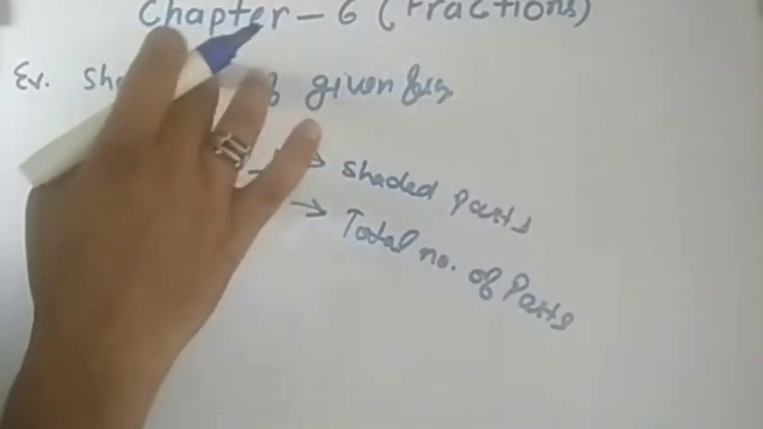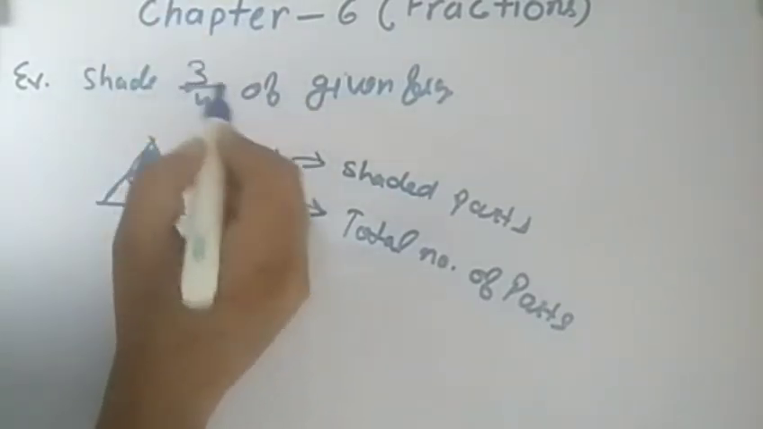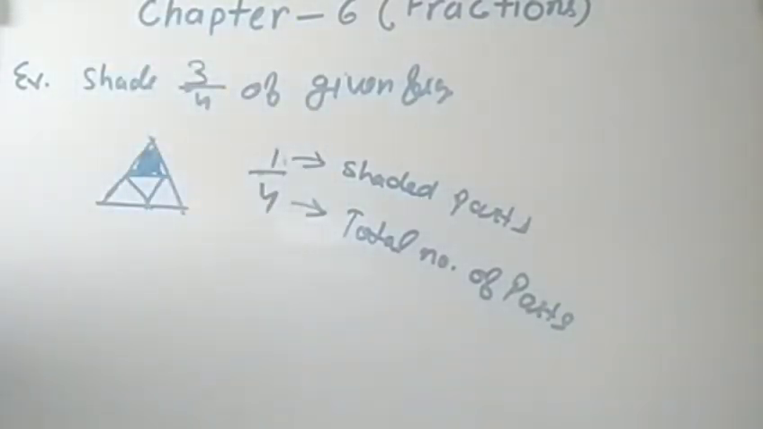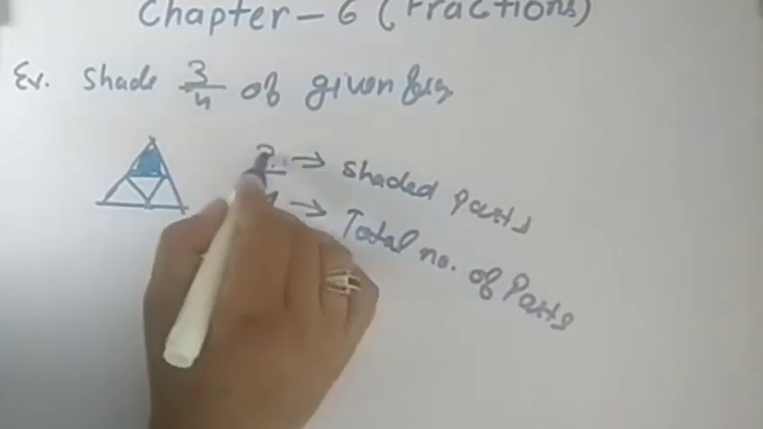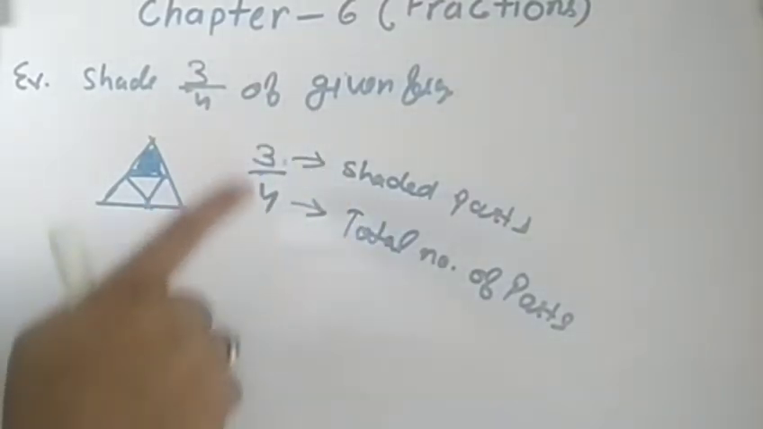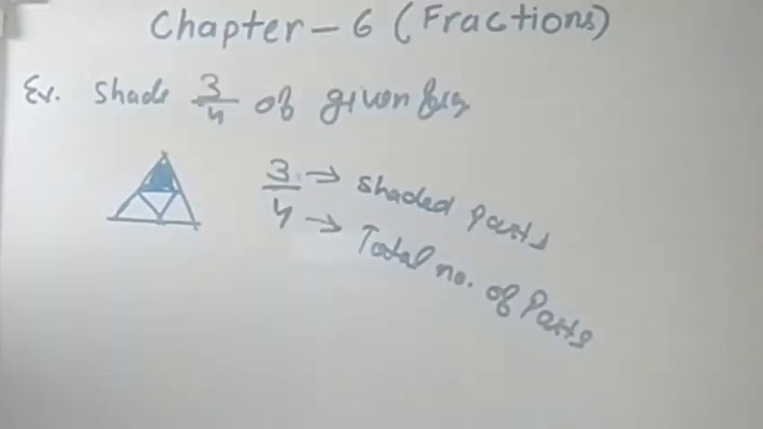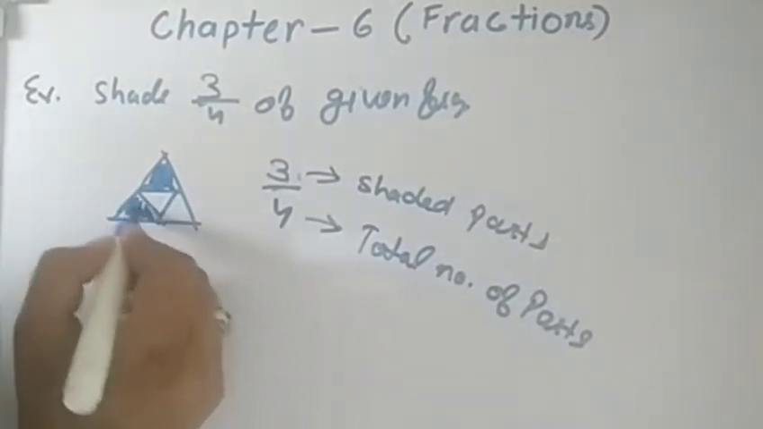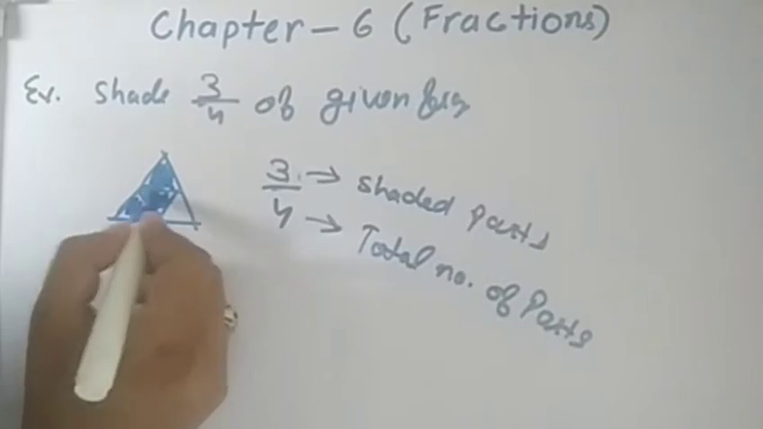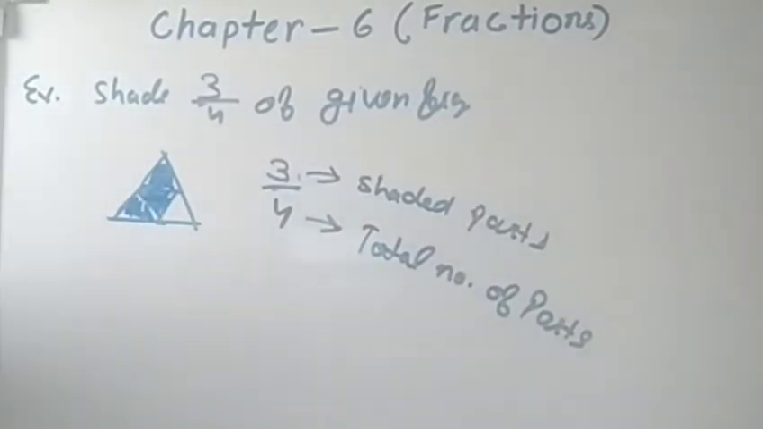Similarly, if they ask shade 3 upon 4 of the given figure, right? In that case, we have to shade 3 parts out of 4. So you can shade any 3 out of 4 like this. So this represents 3 upon 4 of shaded parts.